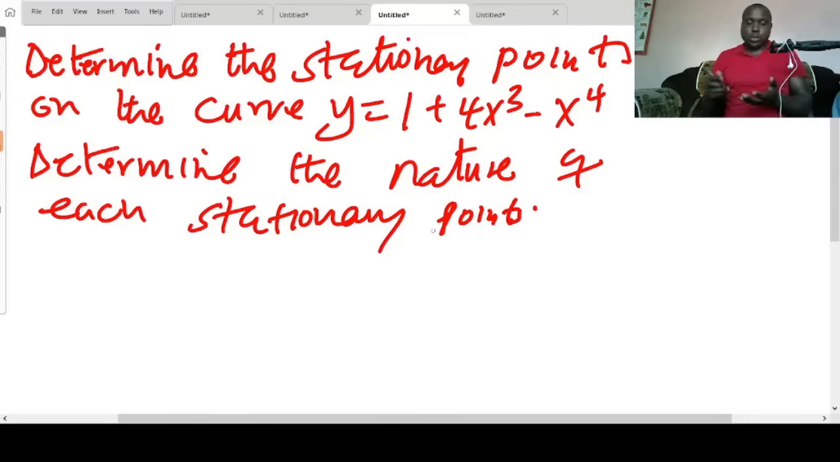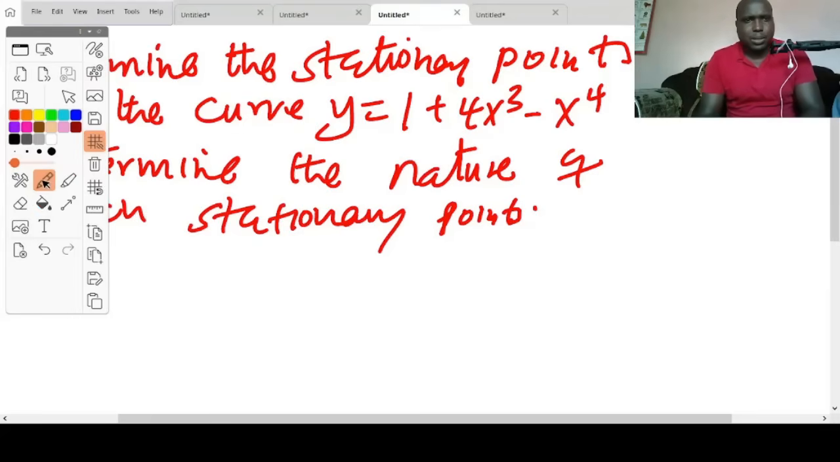So that is the nature. You are going to say this point is maximum, this point is a point of inflection, this point is the minimum. That is what we call the nature. So the nature, you are going to determine whether it is maximum, minimum, or the other way. So let us look at this one very fast. Let me use this solution.